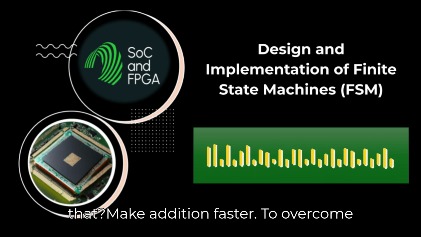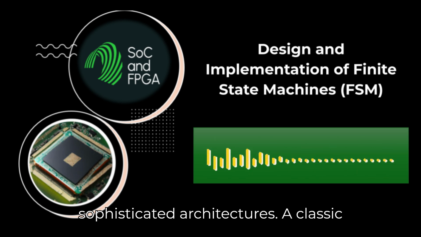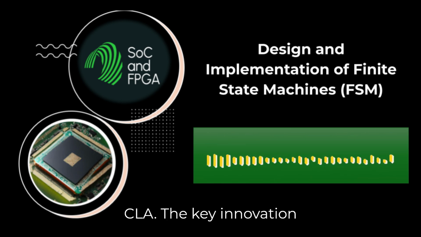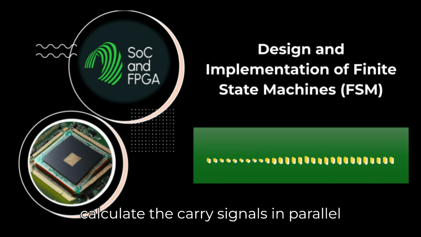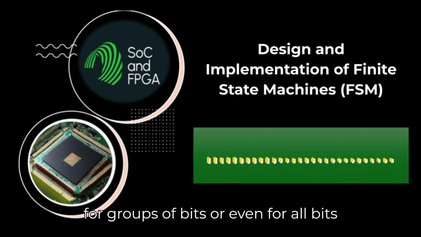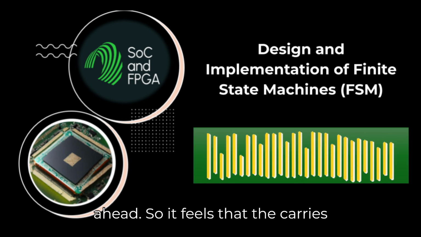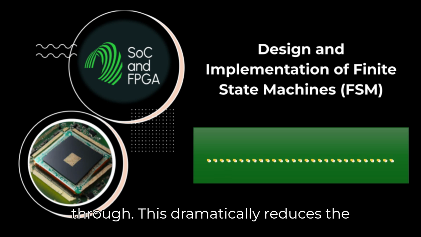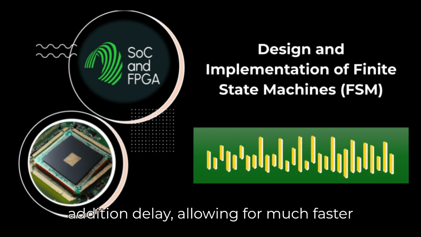Make addition faster. To overcome this speed limitation, designers use more sophisticated architectures. A classic example is the carry look-ahead adder, or CLA. The key innovation here is that it uses extra logic to pre-calculate the carry signals in parallel for groups of bits, or even for all bits simultaneously in some variations. Look ahead. So it figures out the carries faster. Yes, it anticipates the carries without waiting for them to ripple through. This dramatically reduces the addition delay, allowing for much faster operation.